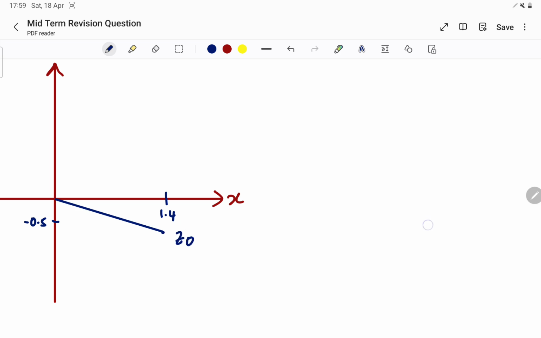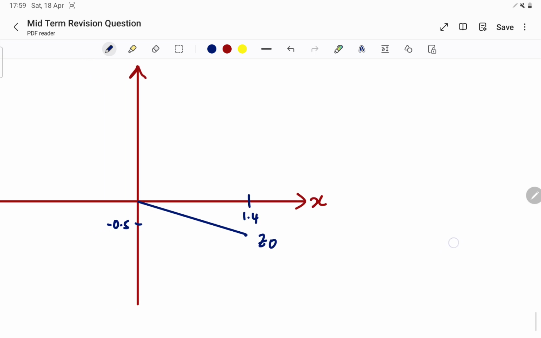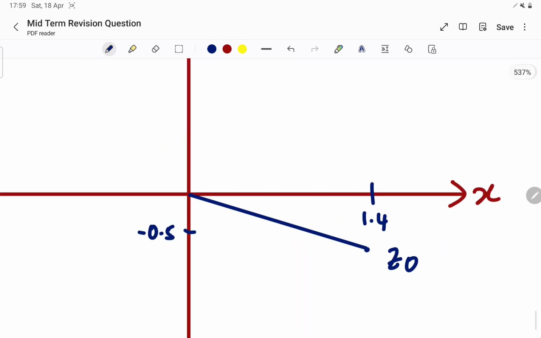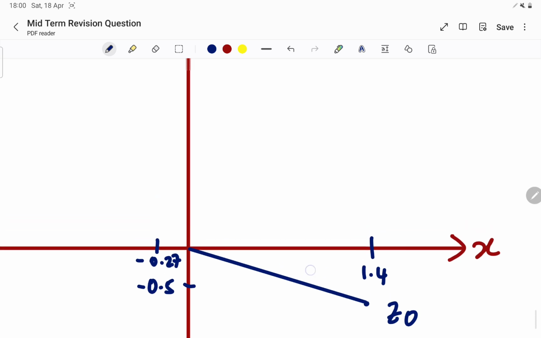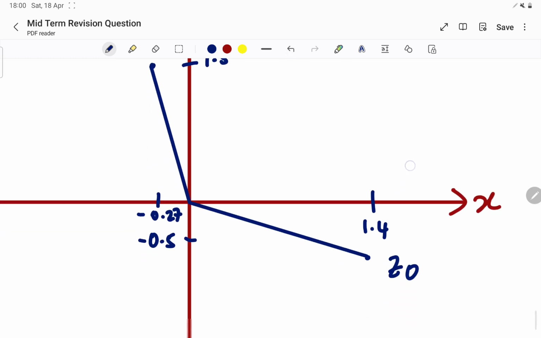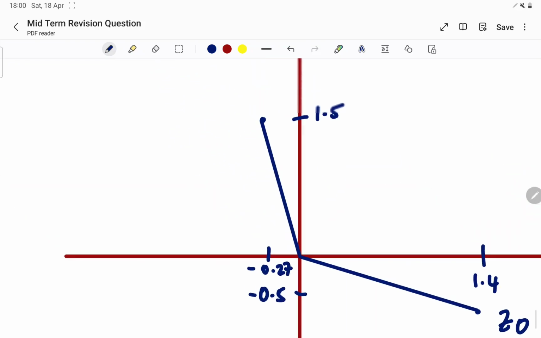The next one, we have z1 equal to negative 0.27 and 1.56. So negative 0.27, maybe around here, and 1.56, maybe here. Then this is your point. Oh, sorry, you use a straight line. Okay, the next one you have is negative 1.